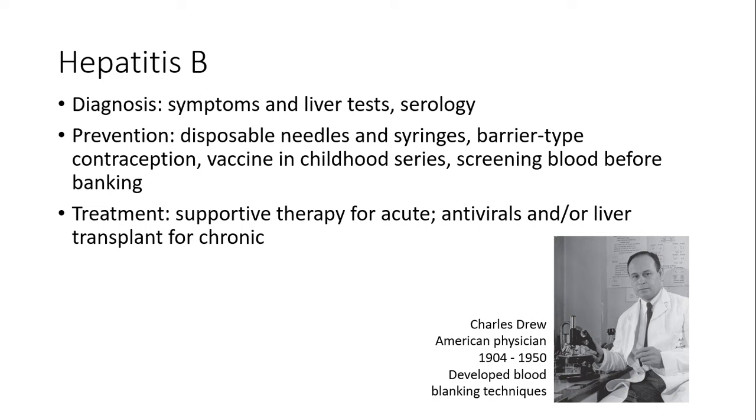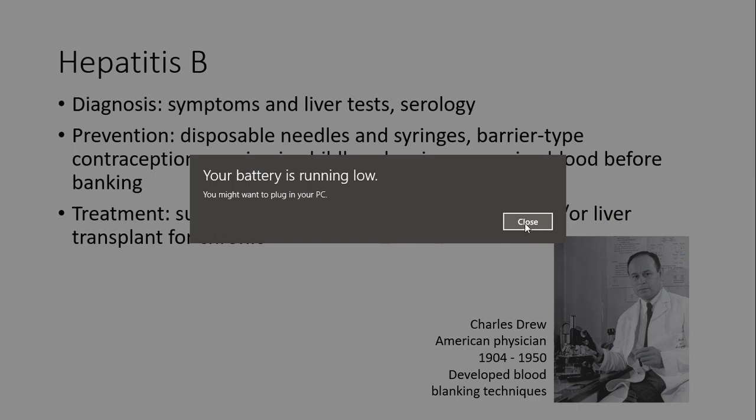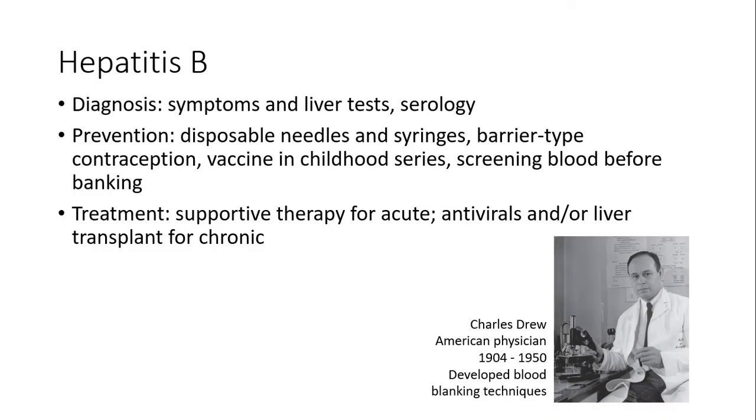We also do this thing now where we screen blood before we include it in the blood bank. And this actually comes to us from an African-American physician named Charles Drew. We don't have very many African-American heroes of science because they've historically been left out of things. They've been discouraged from becoming scientists and doctors. So this is kind of a great thing to see. But Dr. Drew was an American physician. He lived from 1904 to 1950, and he really developed the blood banking techniques that we have now that screen for a lot of these pathogens to prevent a lot of those difficulties.